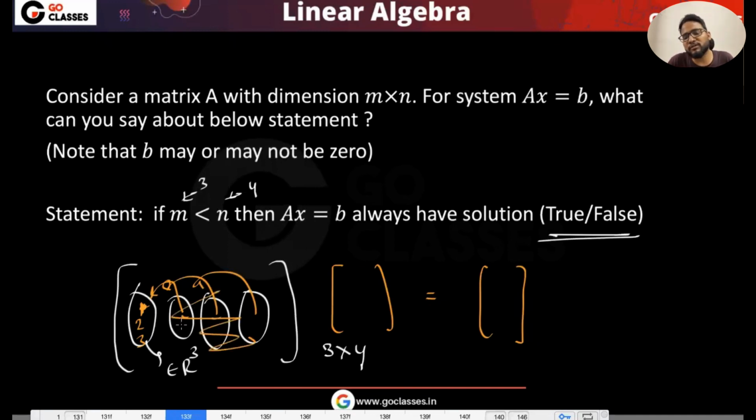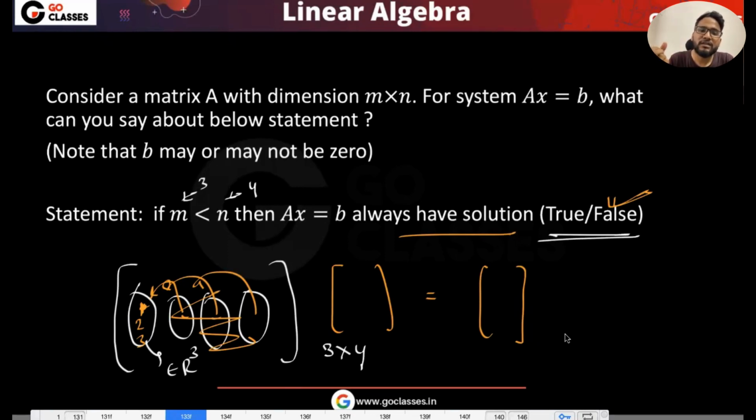Then can you always fill the space? Then the answer is no. Do you always have the solution? Then the answer is false, because you cannot fill the space. Right? Since you cannot fill the space, that is why the answer is no. So always having the solution will be false. You understood, right? Because you cannot fill the space.